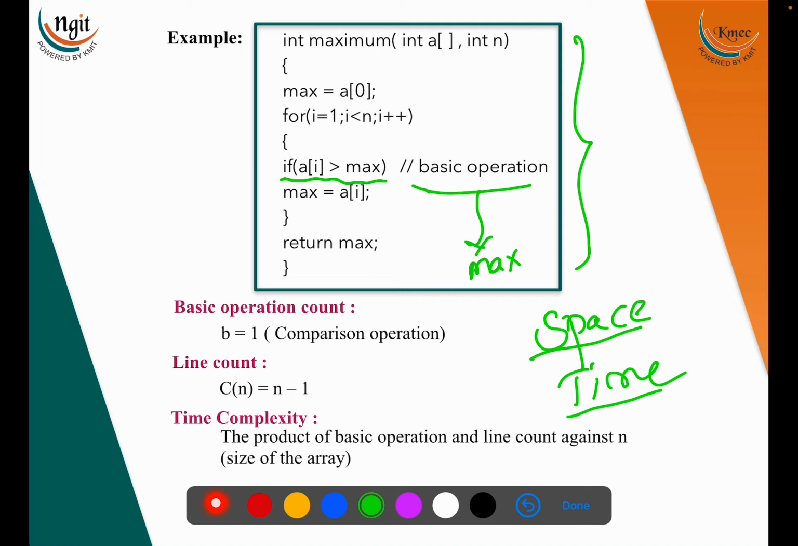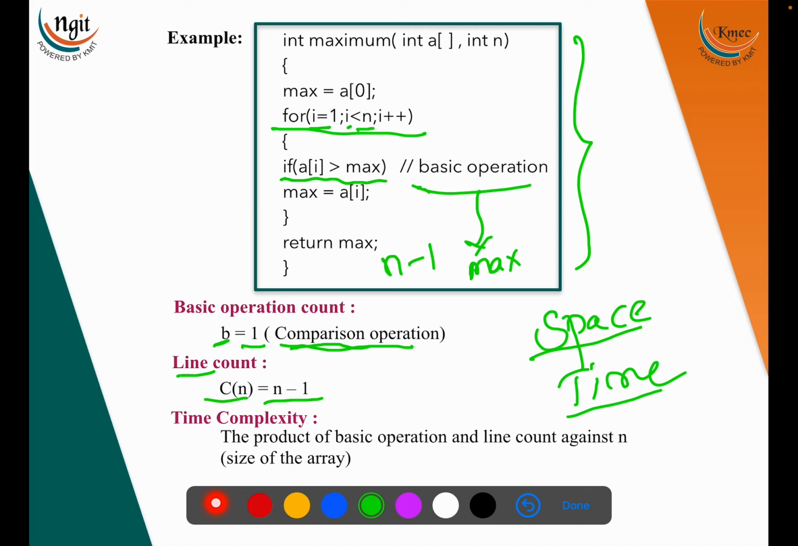So how many basic operations did we find? Only one basic operation. And what is this basic operation? The comparison operation. We are comparing it. So I am denoting the basic operation B is equal to 1. Now, what is the line count? Line count is the basic operation's number of times of execution. How many times will this basic operation get executed? As the for loop begins with 1, it ends with less than n. Less than n means n minus 1. So the line count is C of n is equal to n minus 1.